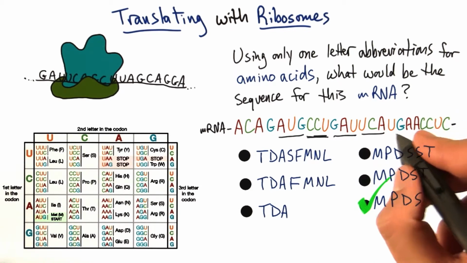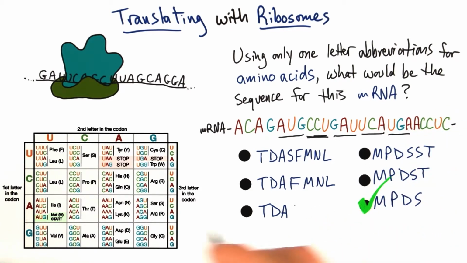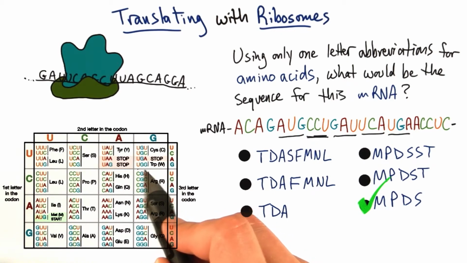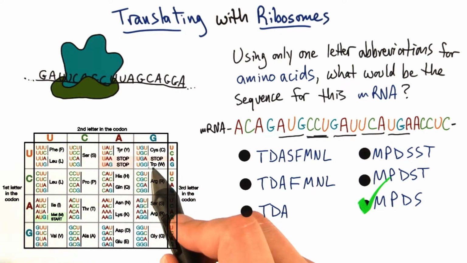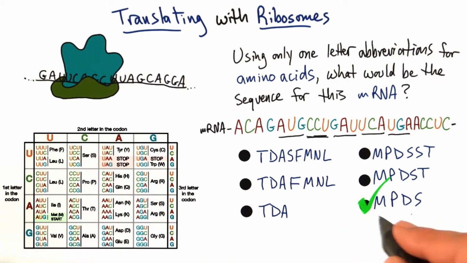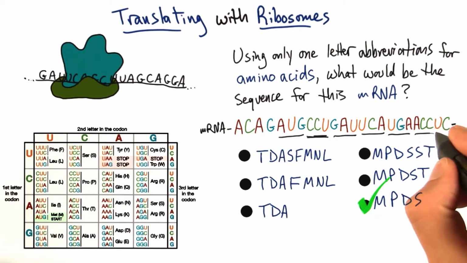They all have that. And then we get to UGA. And you'll notice that UGA is one of our special stop codons. This would tell the ribosome to stop translating right here. And actually, the only one that stops is MPDS, this last one right here. The other ones actually keep going.